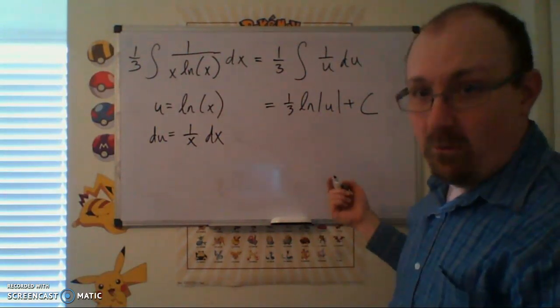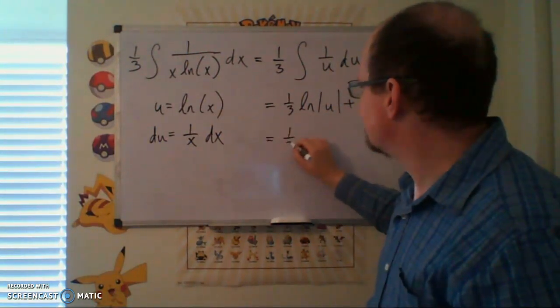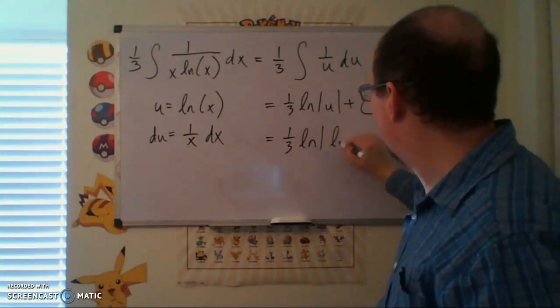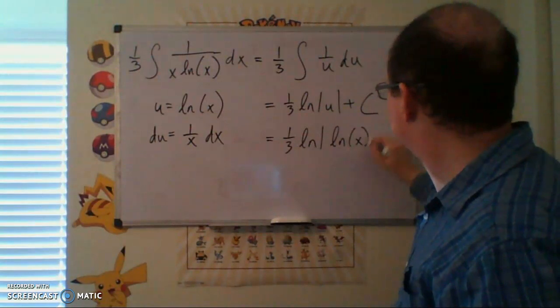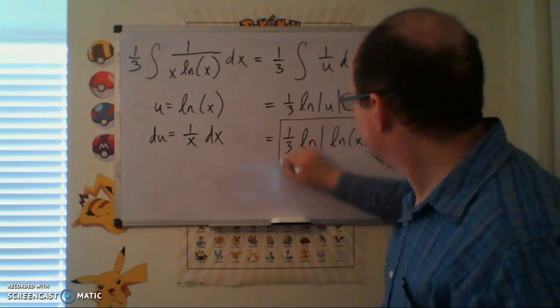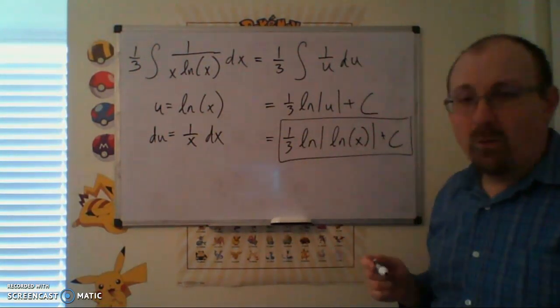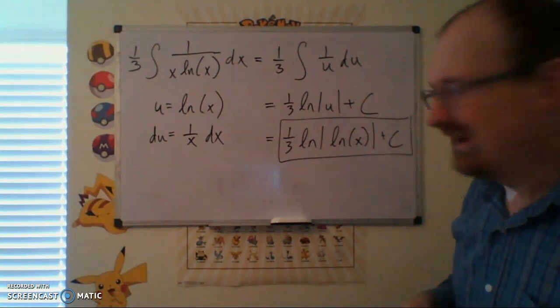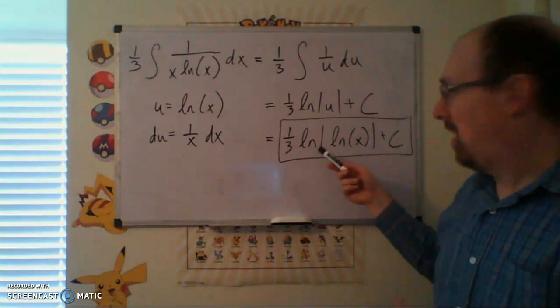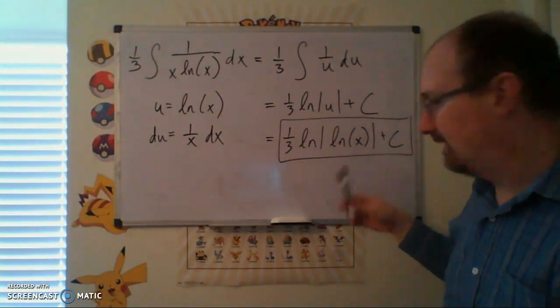And now we back substitute, and it looks kind of strange. Bear with me. Ln of ln of x. I want a function of x. So that's how we'd write it. Don't try to collapse that as ln squared or anything like that. It's 1/3 ln of the absolute value of ln of x plus c.